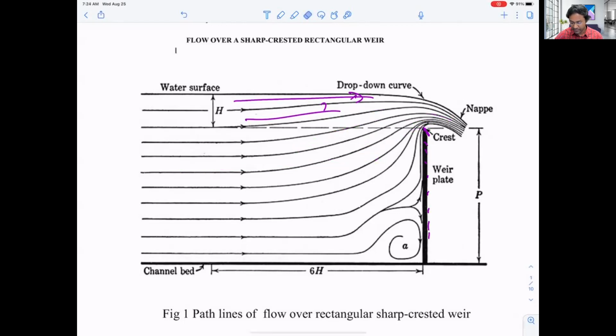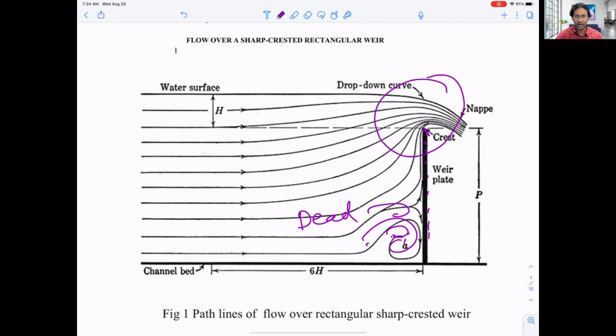So what is actually happening here? You can see there are some vortices or circulations here. This water won't be flowing over the weir anymore. So that's why this is basically a dead zone. These are dead zones. We are not concerned about that dead zone. Other than having concern about that zone, we are going to focus right on that part.